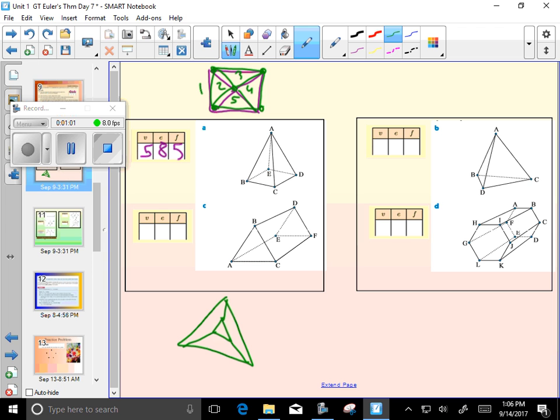And so this has 6 vertices, 9 edges, and 1, 2, 3, 4, 5, 6 faces. I missed something somewhere. 1, 2, 3, 4. Oh, I counted the outside twice. Okay, good. So this one's 5.